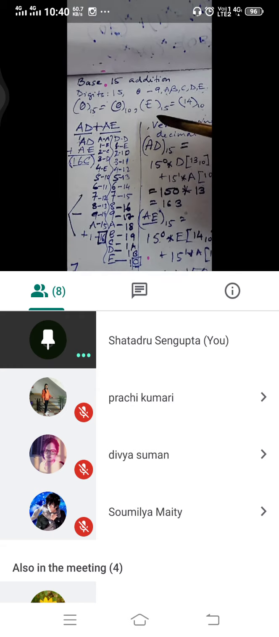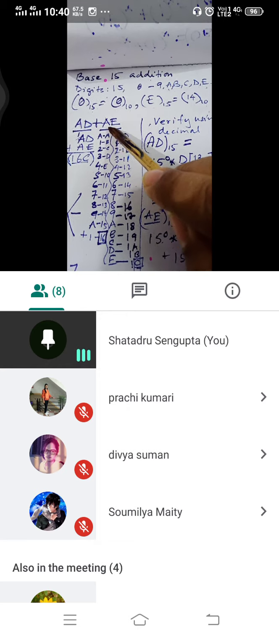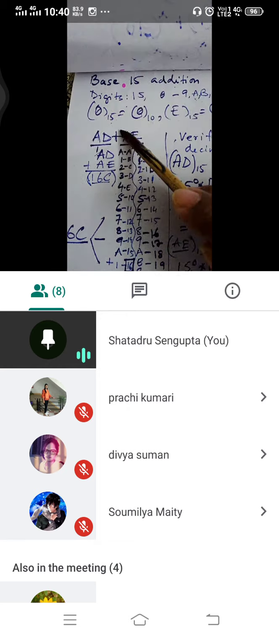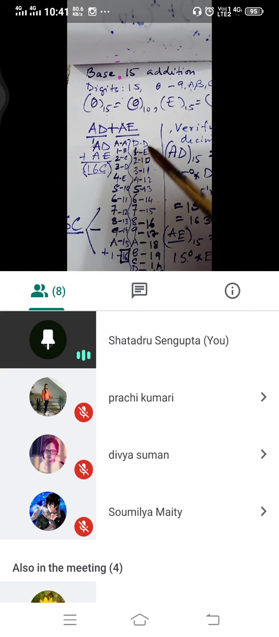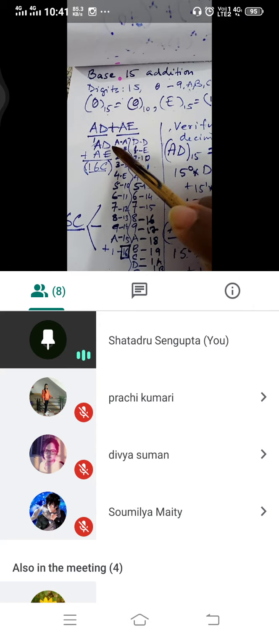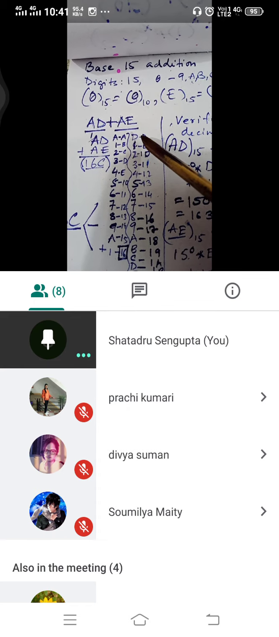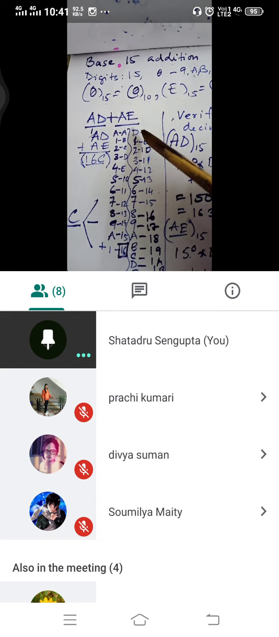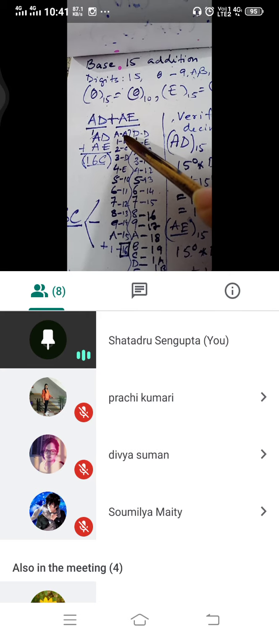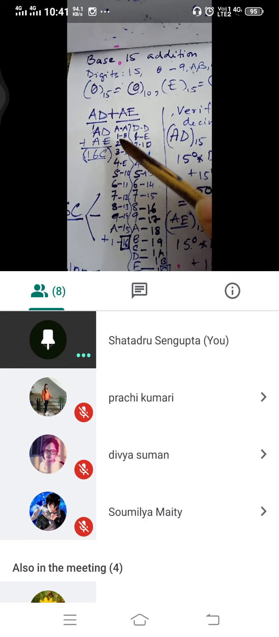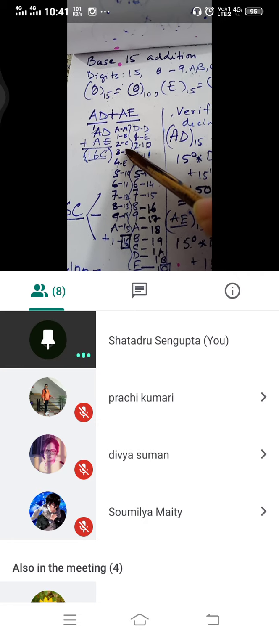Now let us do an addition, AD plus AE. AD is a pentadecimal number and AE is also a pentadecimal number. So this is how it looks. Now this is the index, if you like. First let us do the one on the units side and then we'll do the 15s side. We don't call it the 10s side anymore, obviously, because it's not base 10, it's base 15. So this is units, this is 15.